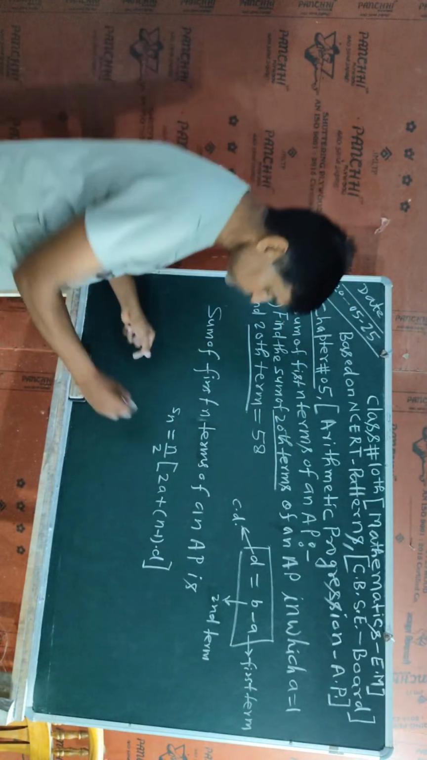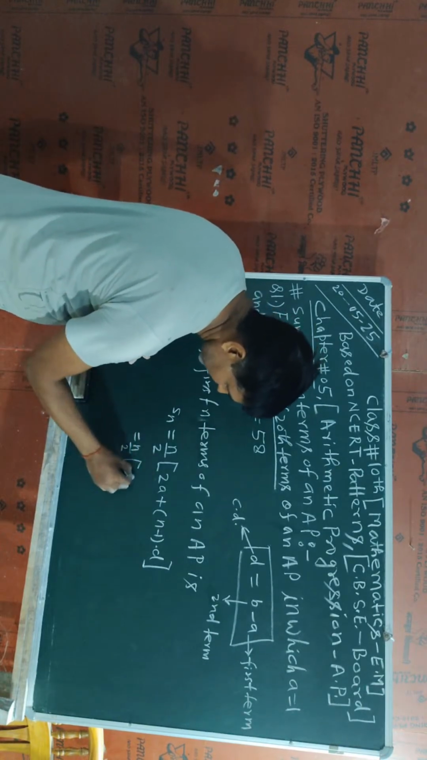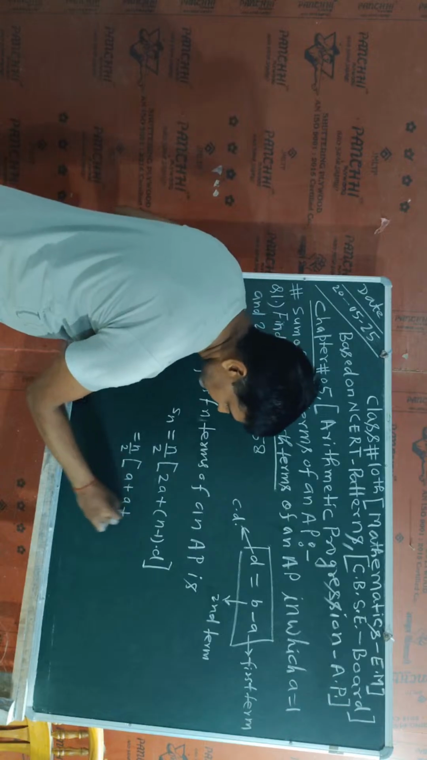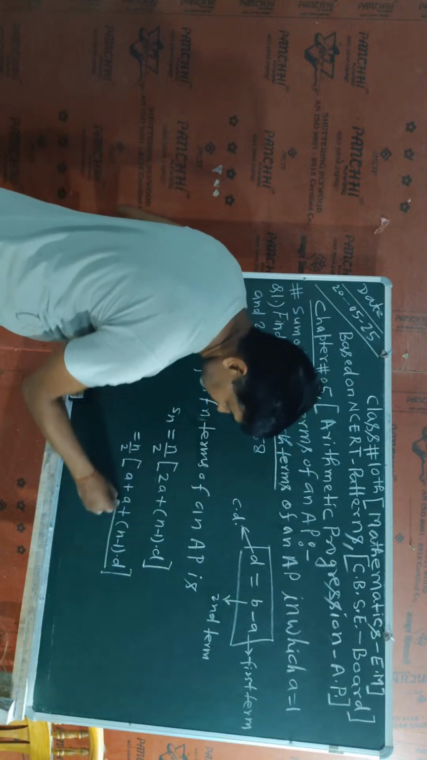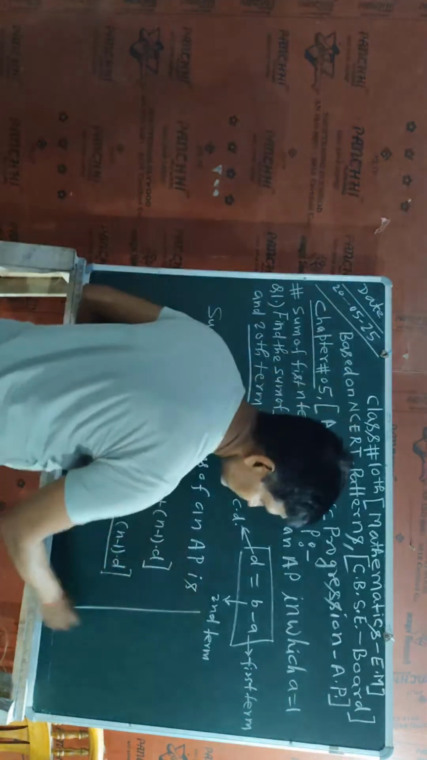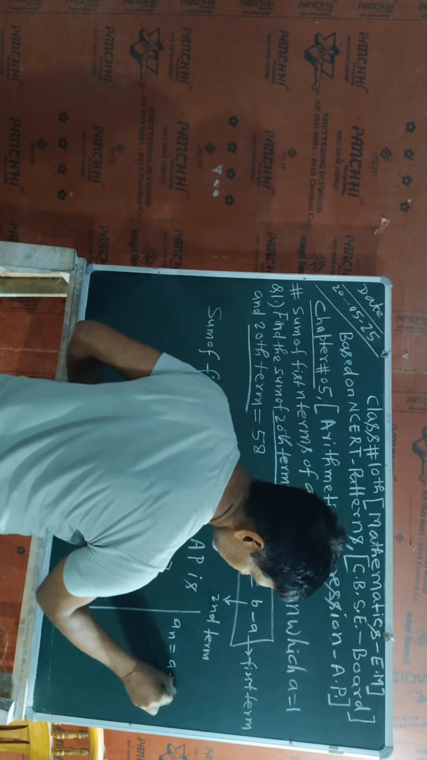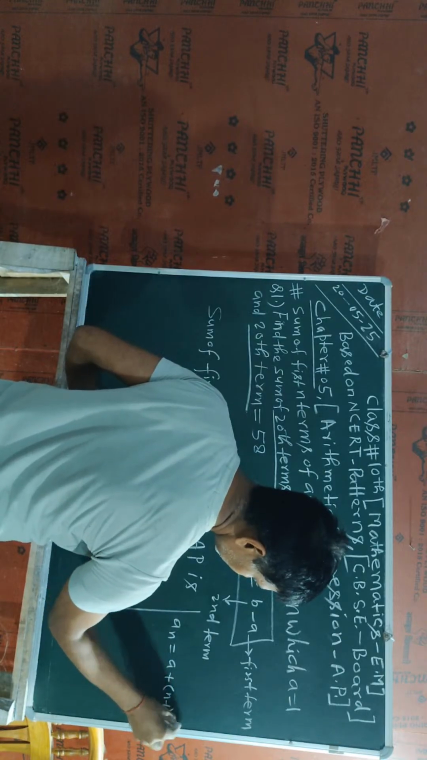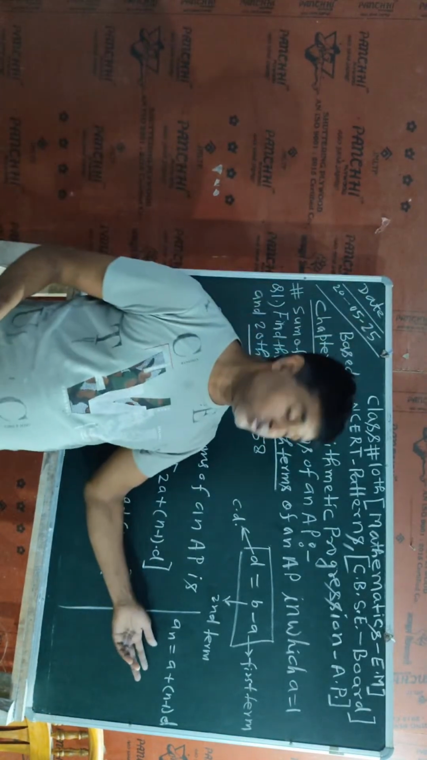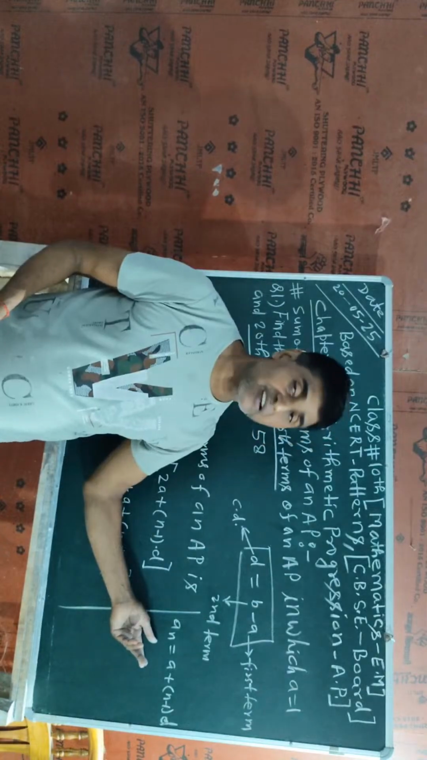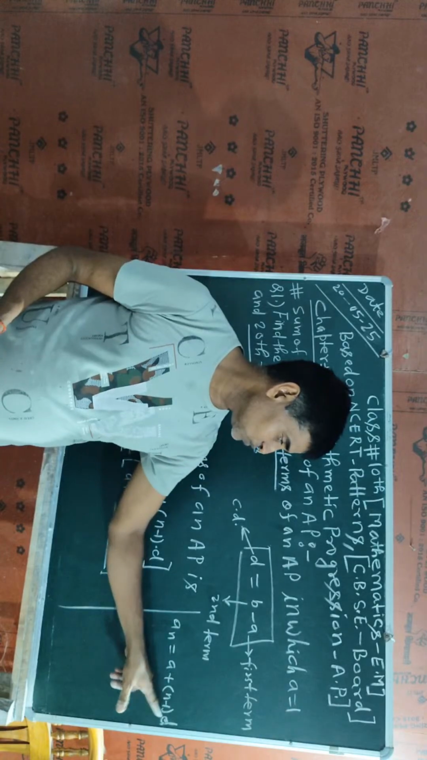Now if I arrange this formula, in the place of 2a I can write a plus a, and in the bracket n minus 1 into d. This term is also known as Pn, which is equal to an, which is equal to a plus (n minus 1) into d. This is the nth term of an AP series. If any AP series is given and I want to get its nth term, I will use this formula: an is equal to a plus (n minus 1) into d.